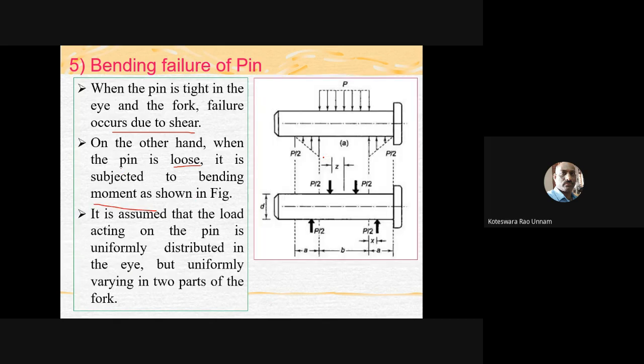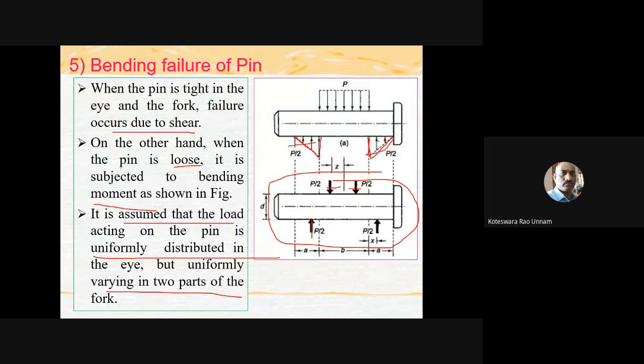Here you can see the figure. Because of that loosening, there is going to be a bending moment. So then it is subjected to a load something like this. It is assumed that the load acting on the pin is uniformly distributed in the eye, but uniformly varying on the two parts of the fork. Maybe this is only one of the assumptions. You need not say it is something like this, or you can assume something like this also. There are point forces also. The only thing is, this is an approximate estimation, not exact, because it assumes the load acting on the pin is uniformly distributed on one side and uniformly varying on the other. Like what we did in the case of the cotter, here also the same assumption.